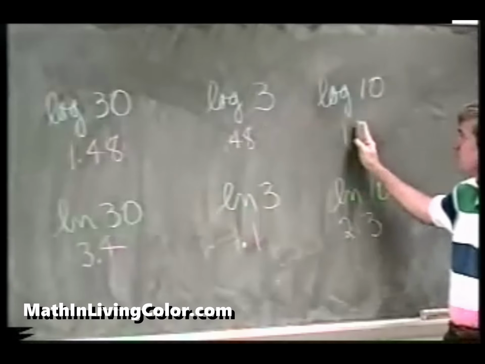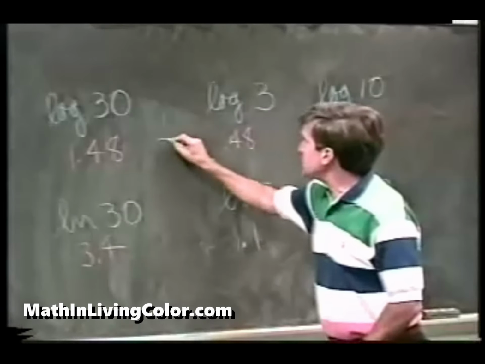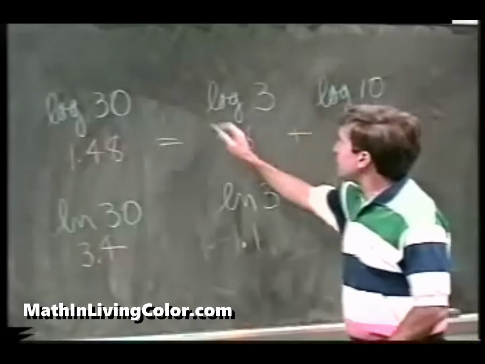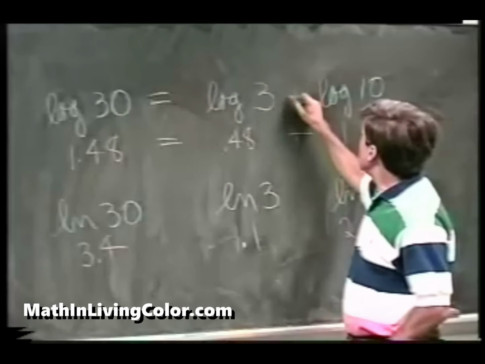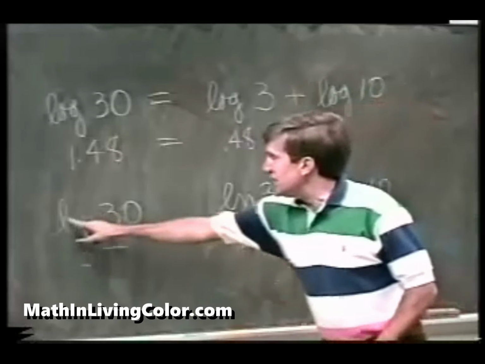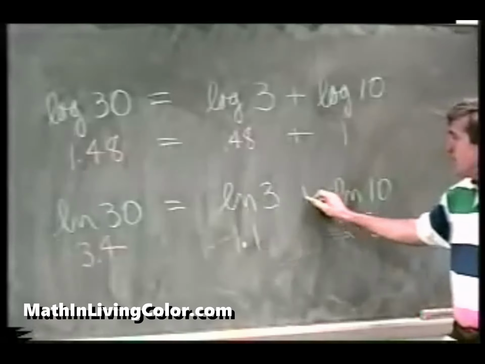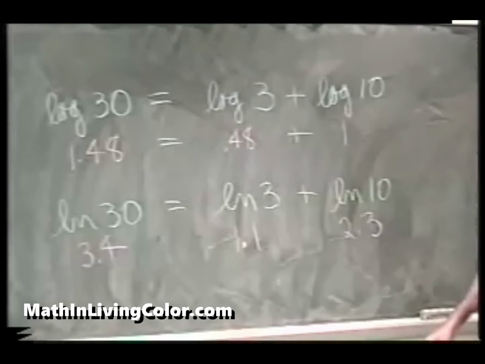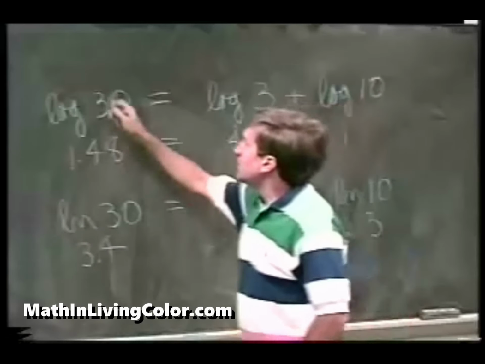Is that neat? Did you notice that this plus this equals that? And therefore I could say this equals this plus that. I could say the log of 30 equals the log of 3 plus the log of 10. I could say the ln of 30 equals the ln of 3 plus the ln of 10, couldn't I? In other words, if you could factor this down, we'd have this property.